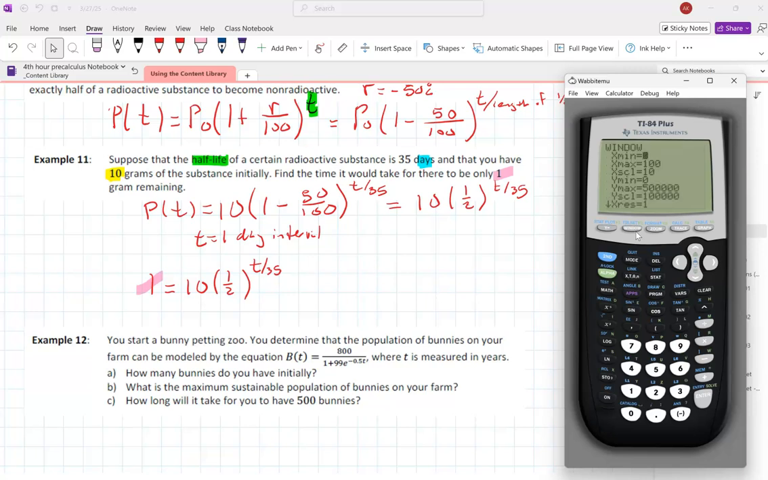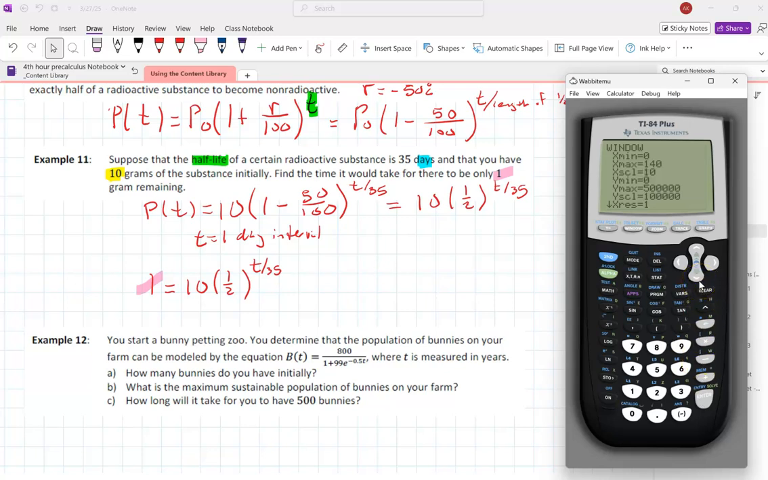Let's set a window now. So we'll start with 0, right? Now after 35 days, I'm going to go from 10 to 5. 70 days, I'm going to go from 5 to 2.5. 105 days, we'll go from 2.5 to 1.25. And then at 140 days, we'll definitely be under 1 gram, right? So I'm going to use that 140 as the upper bound for my x, because I know somewhere between 105 and 140, we're hitting 1. Does everybody feel okay there?